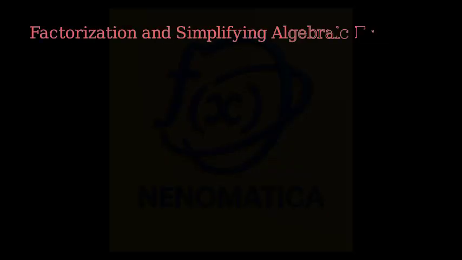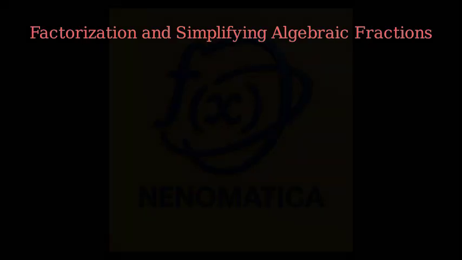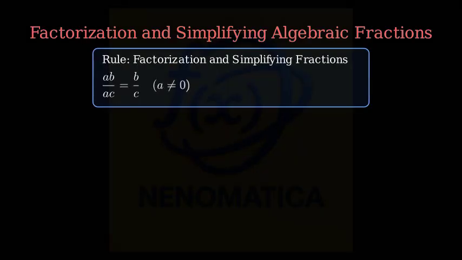Welcome! In this lesson, we will simplify algebraic fractions by factoring and canceling common factors. We will follow a clear three-step structure. Show the expression, factor it to expose common parts, and then cancel the common factors to simplify. Let's get started. Rule number 1 we will use is the fraction simplifying rule.